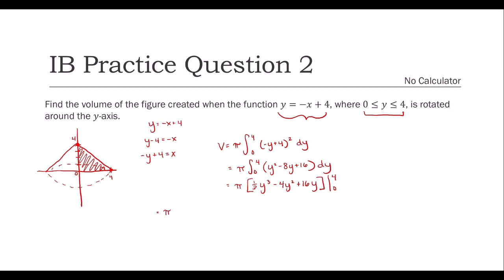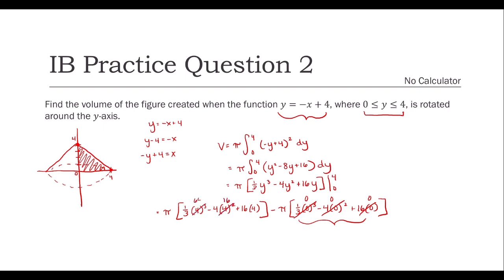So it's going to equal pi times 1/3 times 4 cubed minus 4 times 4 squared plus 16 times 4, minus pi times 1/3 times 0 cubed minus 4 times 0 squared plus 16 times 0. So these things here are all multiplied by 0, so it's going to be 0, 0, and 0. 4 squared is 16, and 4 cubed is 64. So we have pi times 64 over 3 minus 64 plus 64. So negative 64 and positive 64 would become 0. So this equals 64 pi over 3, and it would be units cubed.